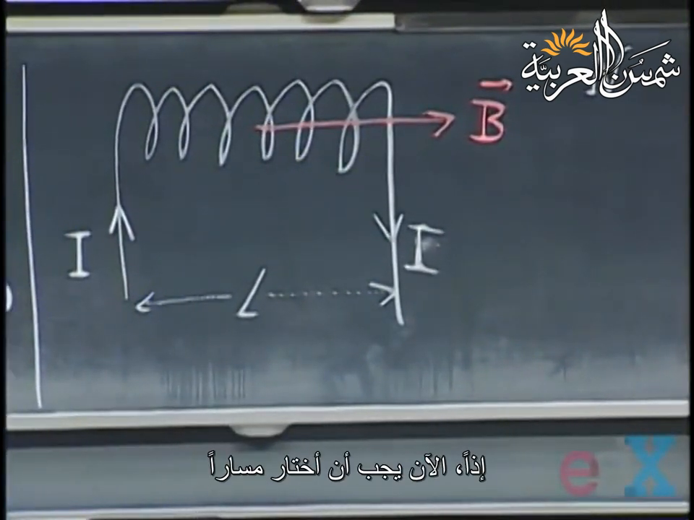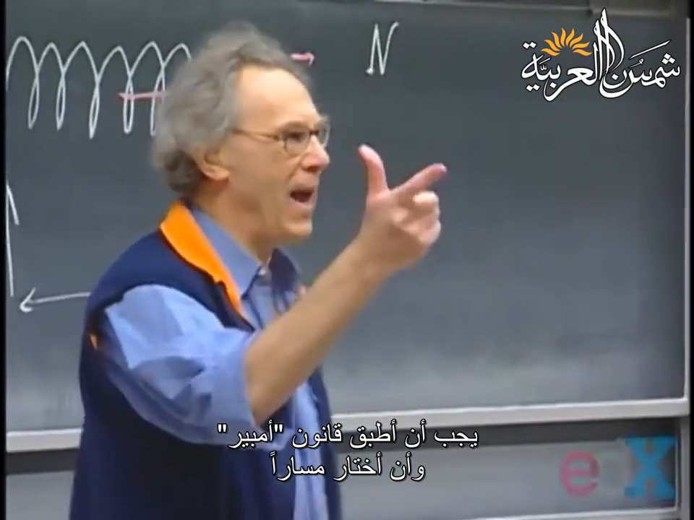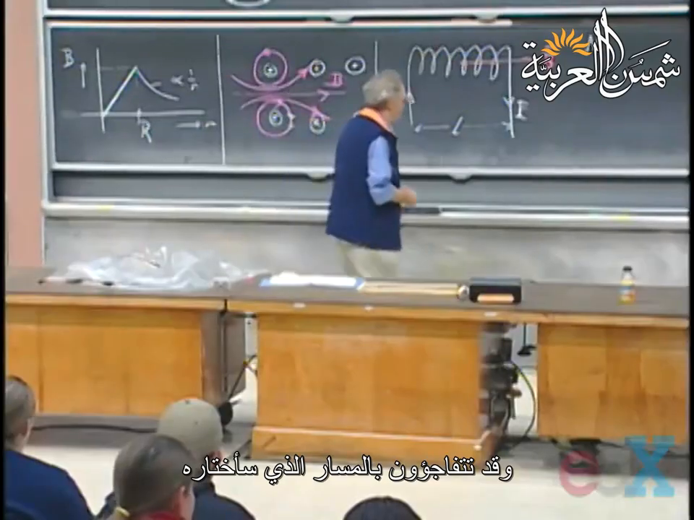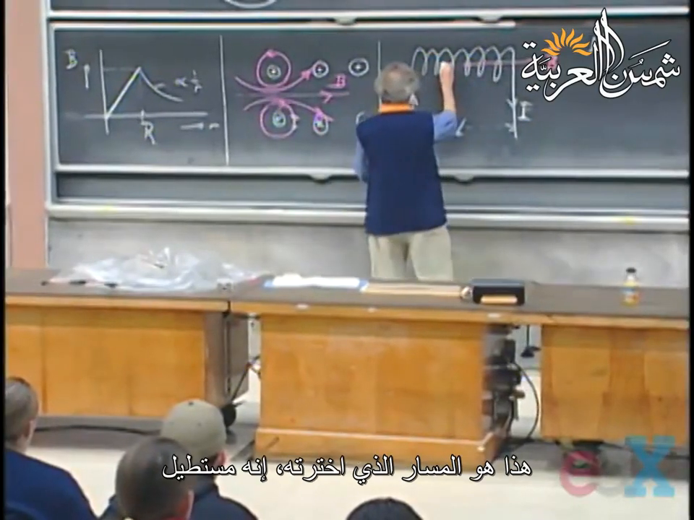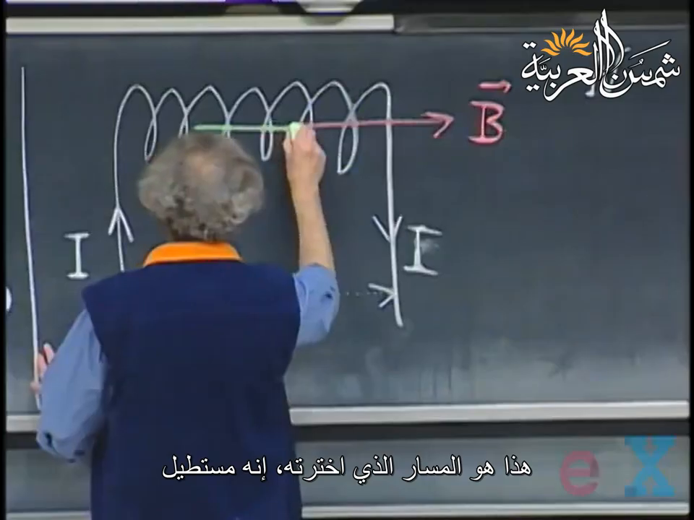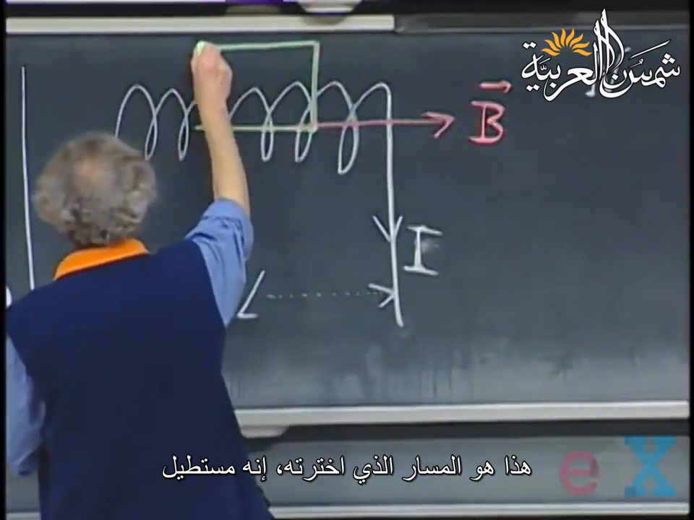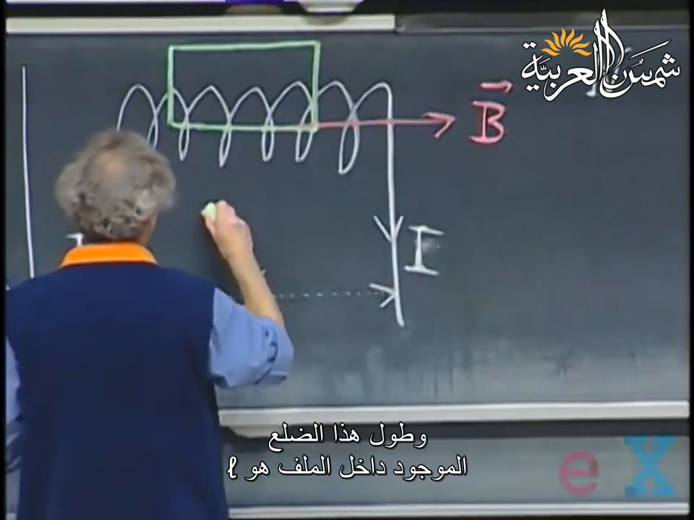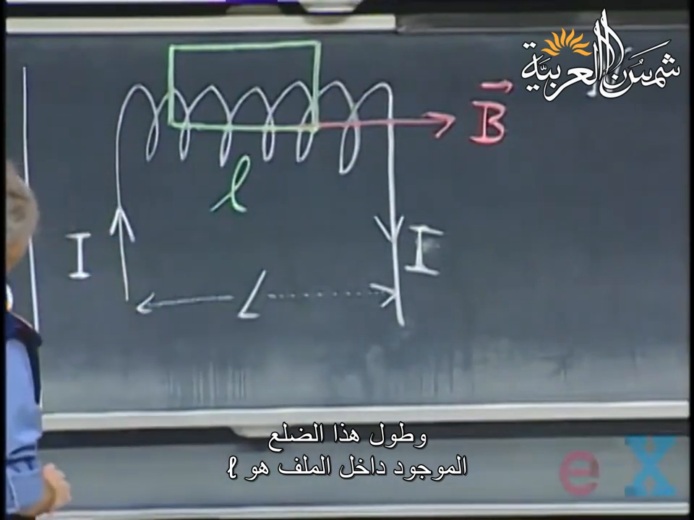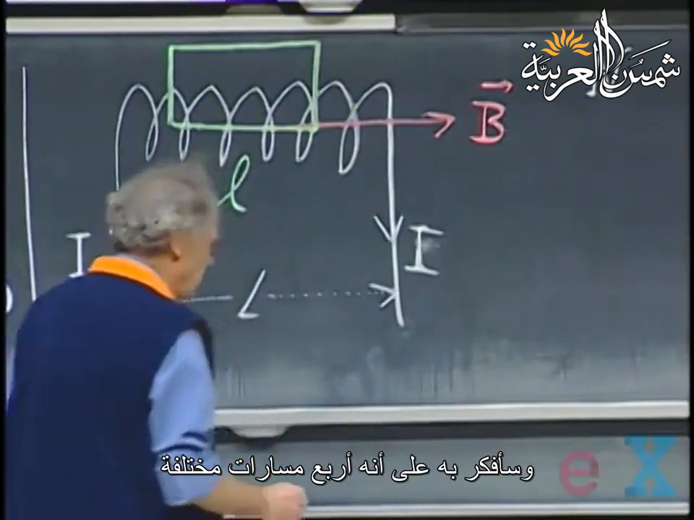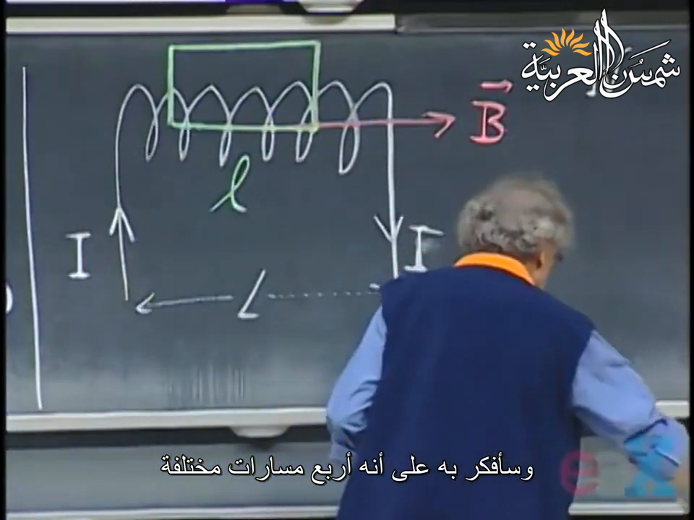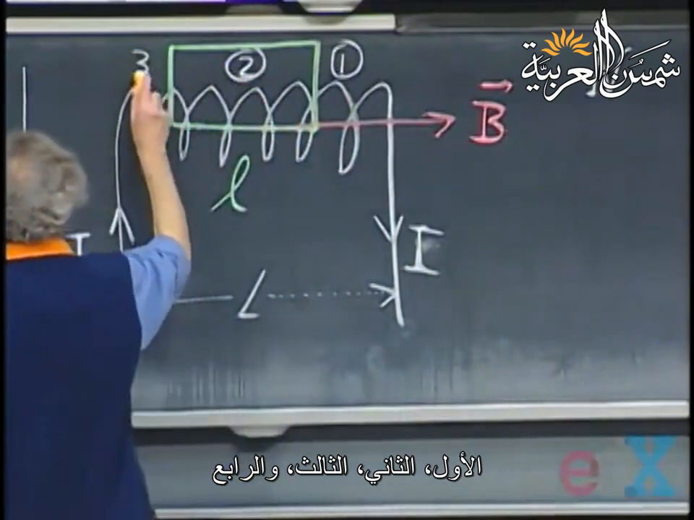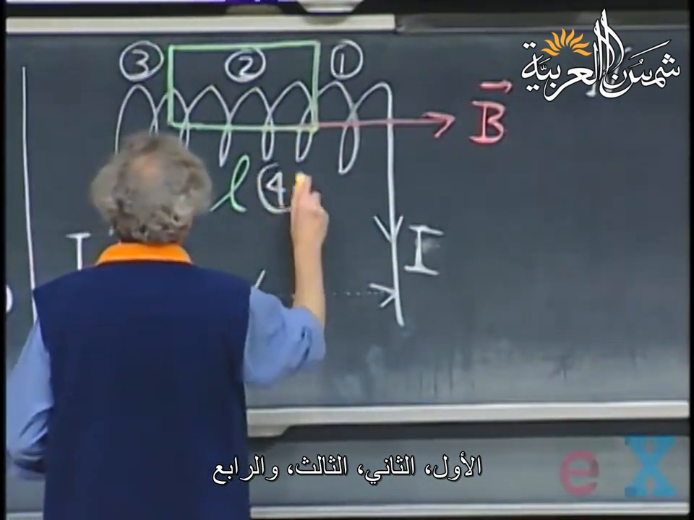So now I have to choose a path. I have to apply Ampere's law. I choose a path, and you may be surprised by the path I'm going to take. This is the path I choose. It's a rectangle. And the length of this side inside the solenoid is L. And I think of this as four different passes: number one, number two, number three, and number four.